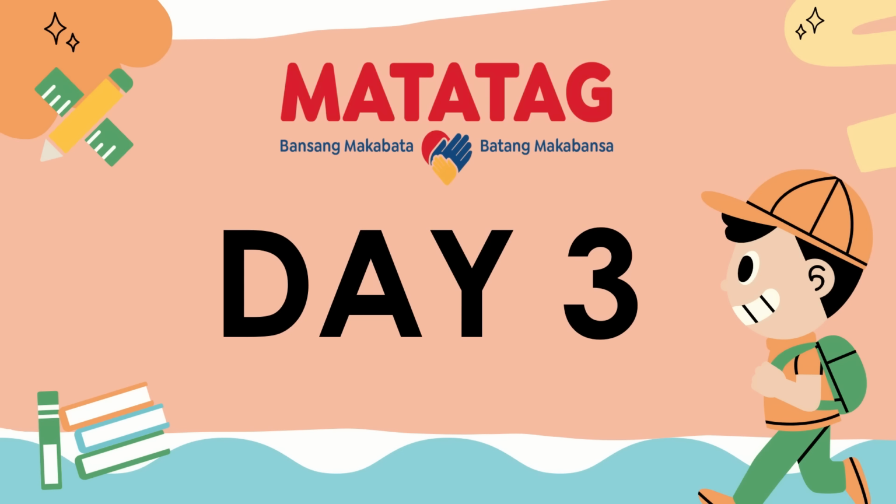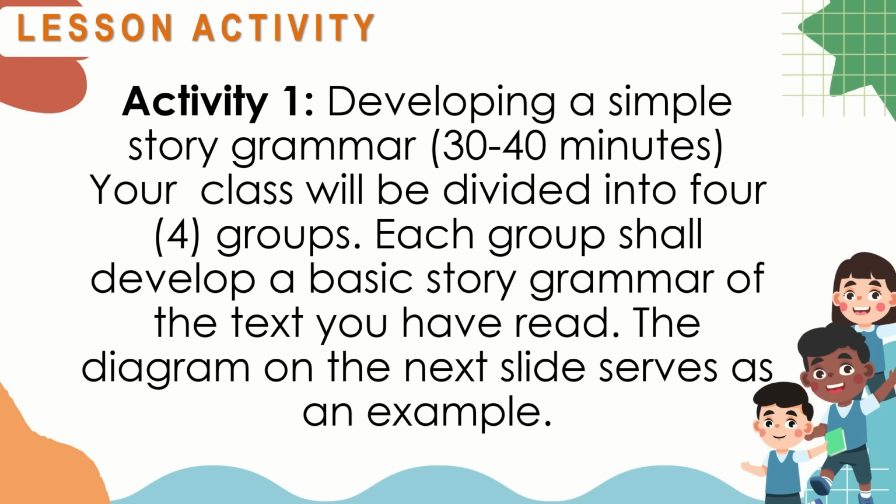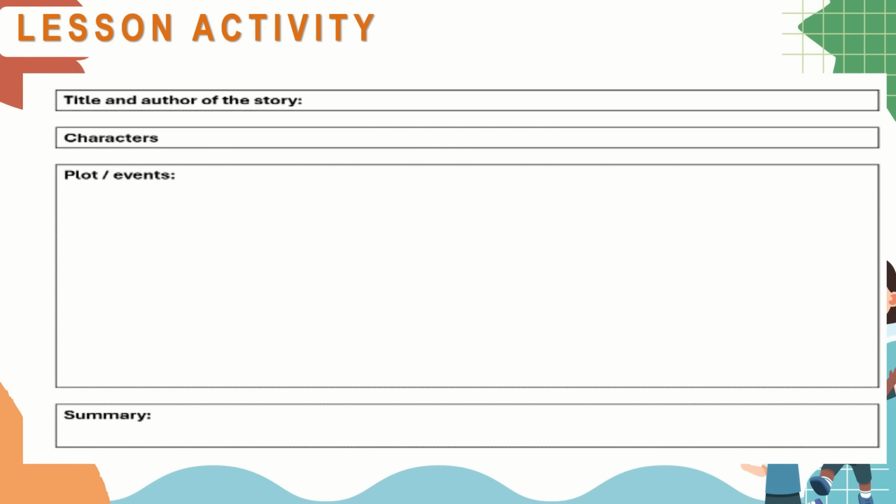For day 3. Developing a simple story grammar, 30 to 40 minutes. Your class will be divided into 4 groups. Each group shall develop a basic story grammar of the text you have read. The diagram on the next slide serves as an example. Indicate the title and author of the story, the characters, plot or events, and the summary.